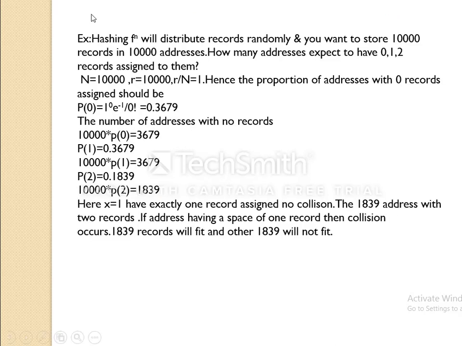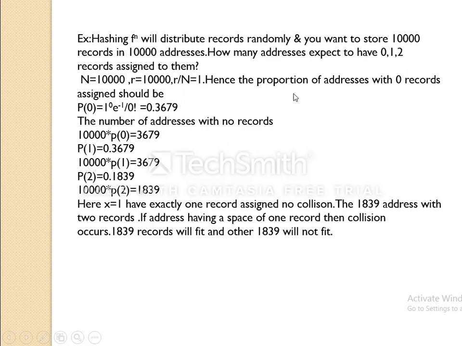Let us see the example. The hashing function will distribute the records randomly and you want to store 10,000 records in 10,000 addresses. How many addresses do you expect to have 0, 1, 2 records assigned to them? From the given problem, N, the number of available addresses, is 10,000, and r, the records, is 10,000. So r/N, which is the packing density, is equal to 1.